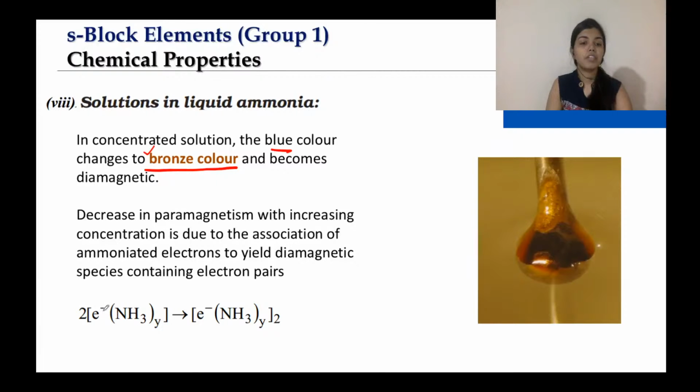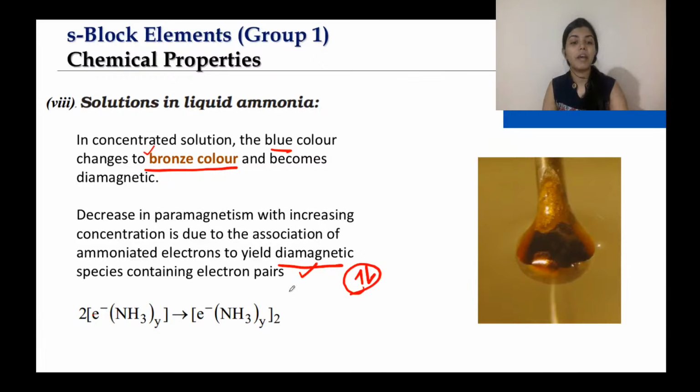So what happens here is that an electron associates with another electron, they pair up basically, and therefore they become diamagnetic. When you increase the concentration, the electrons get paired up and the species becomes diamagnetic, and also the color of the solution changes to bronze color instead of blue.